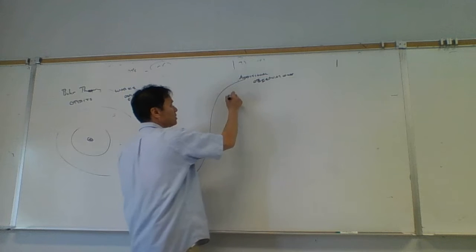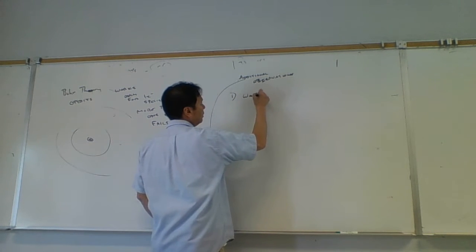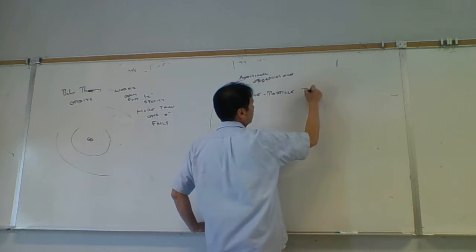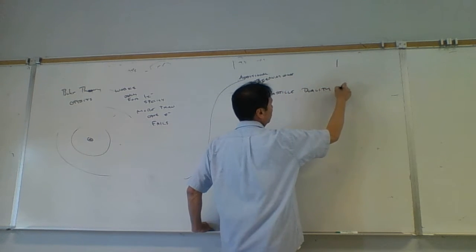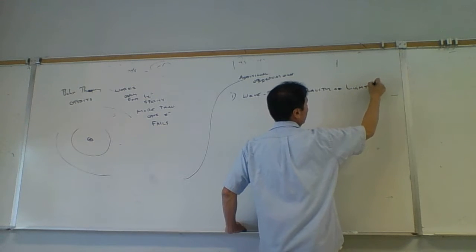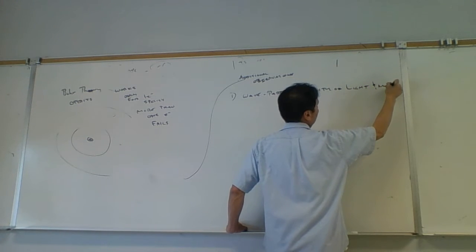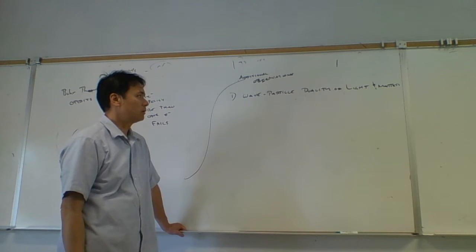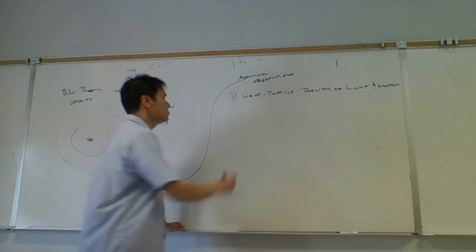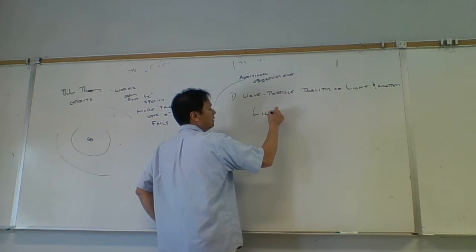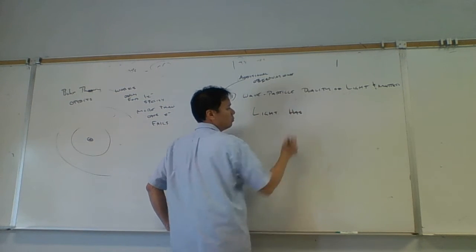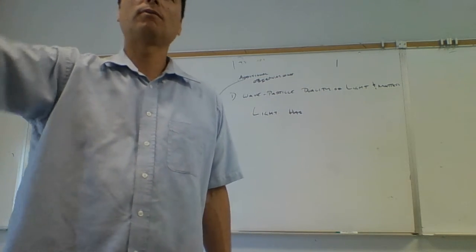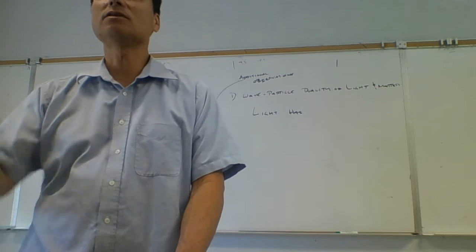One additional observation was the wave-particle duality of light and matter. What this says is that when we think about light, what is light? We think of waves. Waves moving at the speed of light, oscillating electric fields.